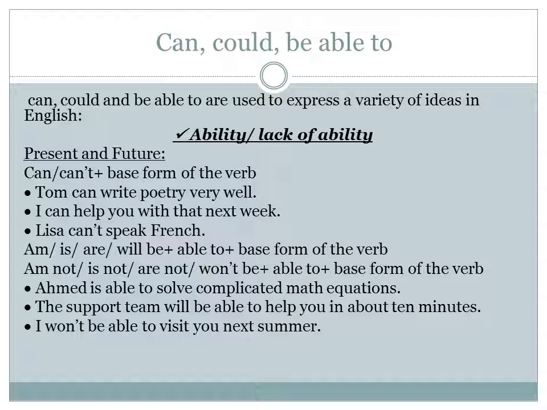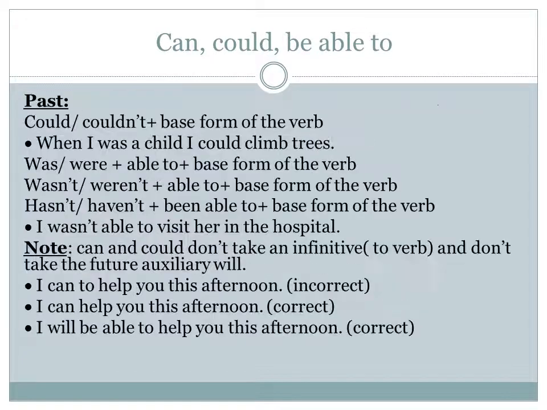برضو بستخدم am or is or are and will be plus able to plus base form of the verb. في النفي am not, is not, are not, will not be plus able to plus base form of the verb. يعني ممكن أقول أحمد is able to solve complicated math equations. The support team will be able to help you in about 10 minutes. I will not be able to visit you next summer.